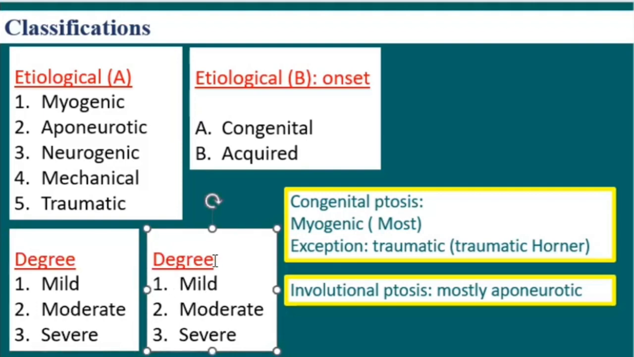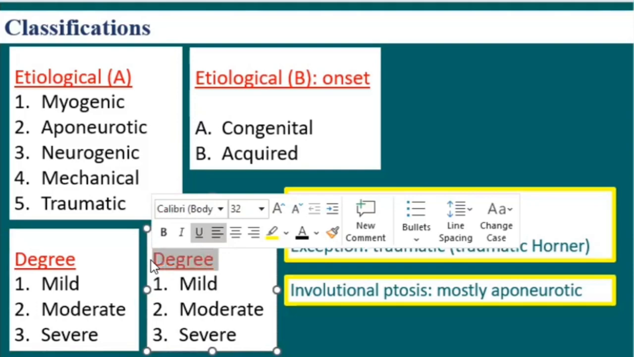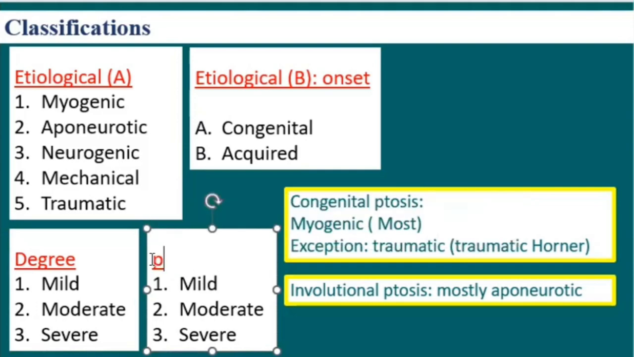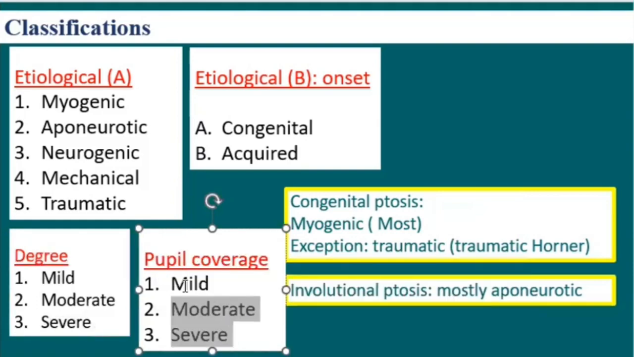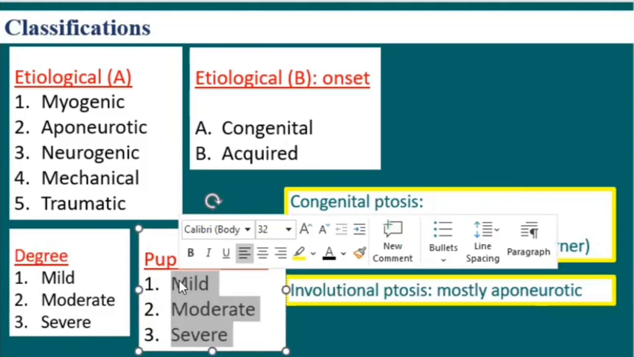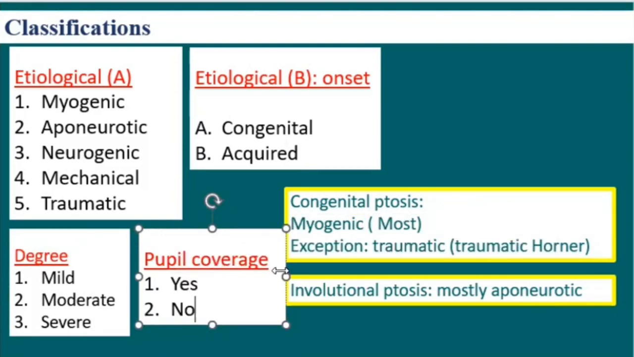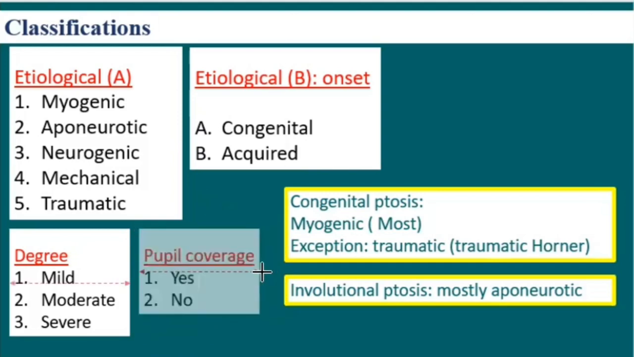Sometimes they classify according to pupil affected or not affected, like pupil sparing or not sparing, as someone said, but here it is according to pupil coverage. We can say, is it covering the pupil or not? So it's yes or no. Again, this is important for the decision for surgery. And we have other classifications, like stable ptosis or variable ptosis. This is also an important way of classifying. We have different types of classification, but this is enough for the moment.